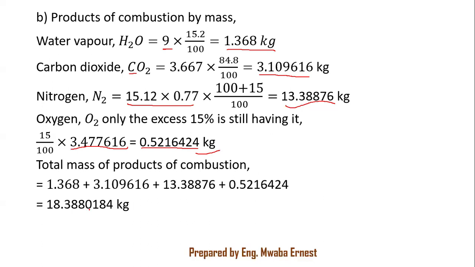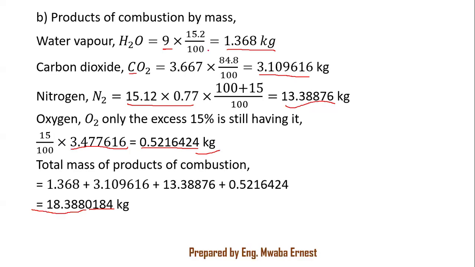Please don't worry about this. You can end your number here and avoid making it look lengthy and also making your work look longer. Otherwise, if you're comfortable, there's no harm. So here, 18.388, this is the total mass of the products of combustion.